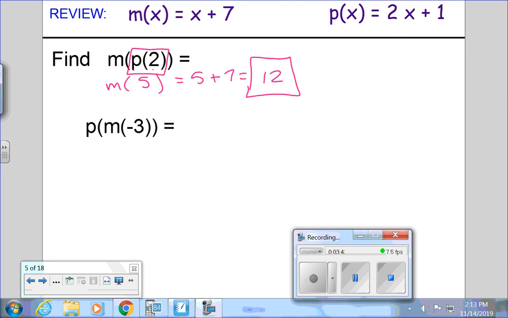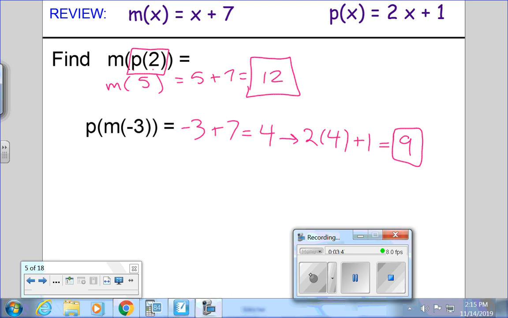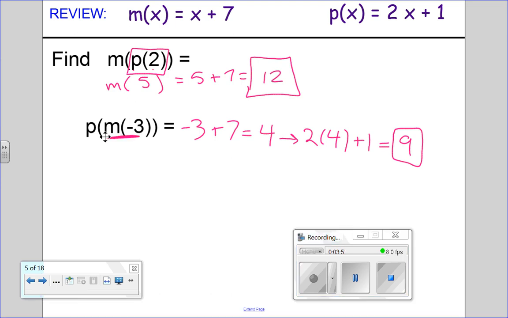We're going to play board buddies in the second one because no one was brave enough to come be on the video. All right, so our group started with putting the -3 in equation m. That's right about here. That gives them a 4 for their intermediate answer. Then they find p of 4, so they put a 4 in equation p. Do 2 times 4 plus 1, get 9. Good job. Any questions from the class?